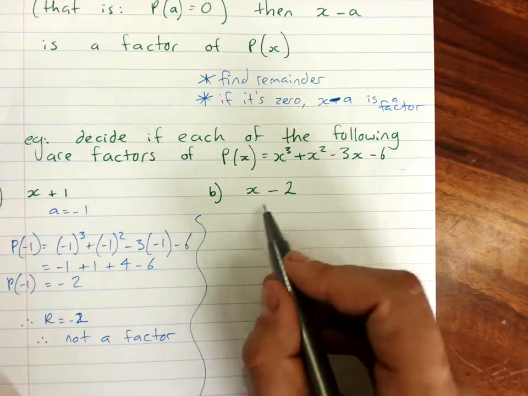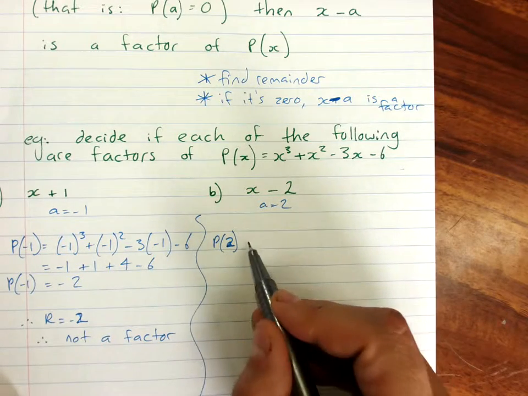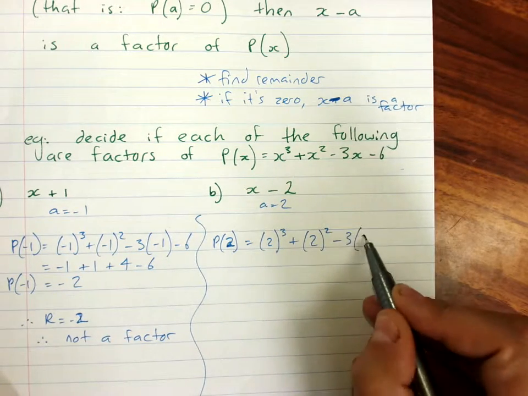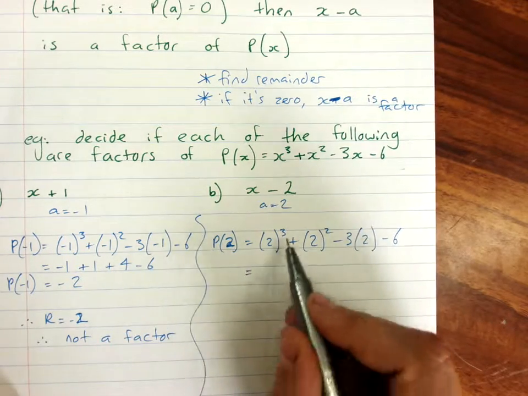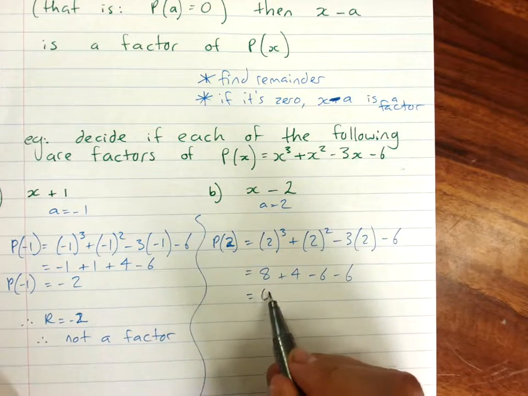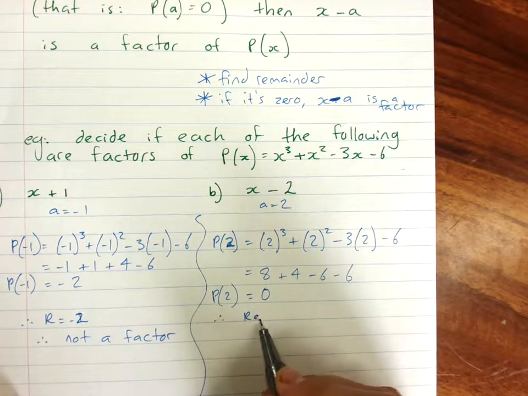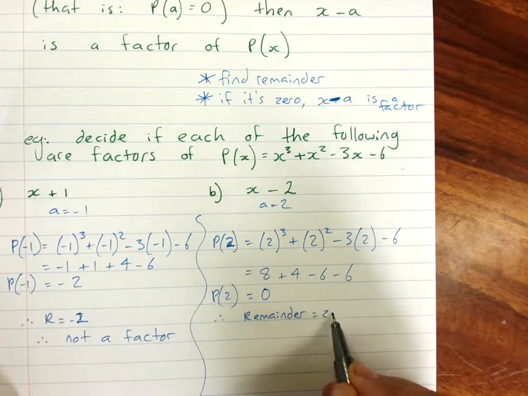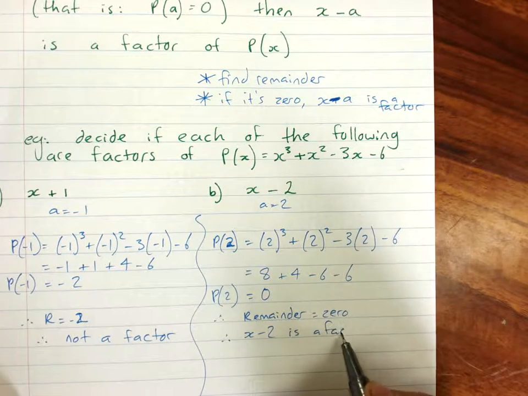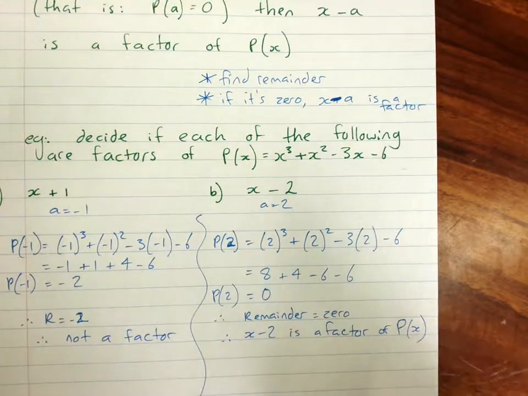We'll check this one. A is 2. So I'm evaluating the polynomial for 2. Eight plus 4 minus 6 minus 6, that is 0. Evaluating the polynomial for a is 0, therefore the remainder is 0. So x minus 2 is a factor of that polynomial.